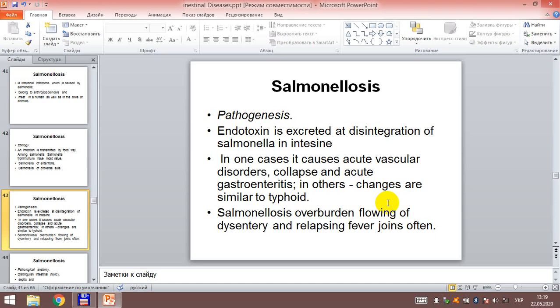Pathogenesis of salmonellosis. Endotoxin is excreted at disintegration of Salmonella in the intestine.